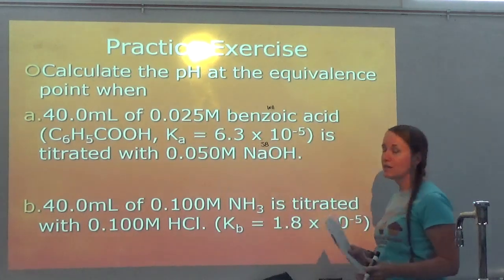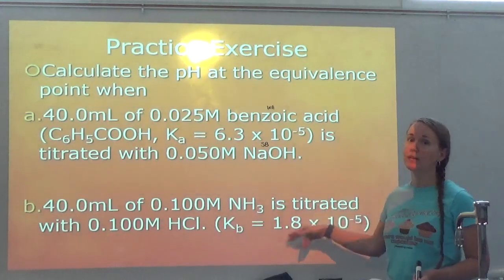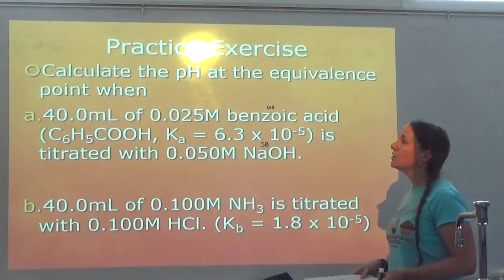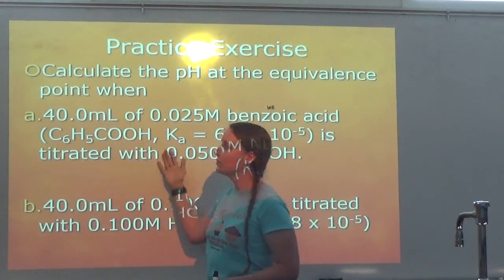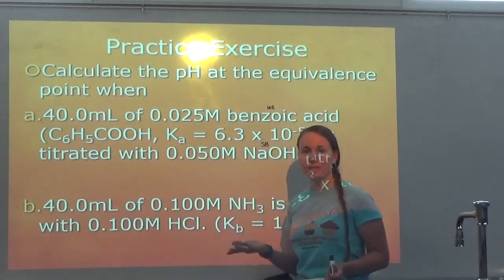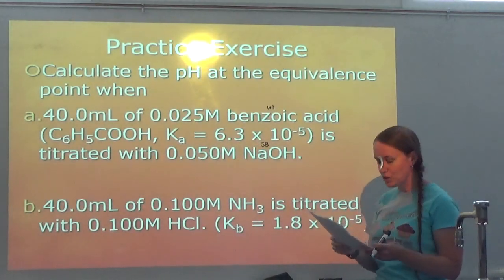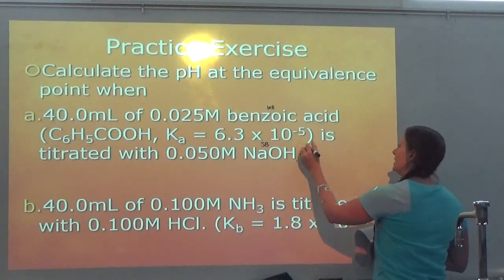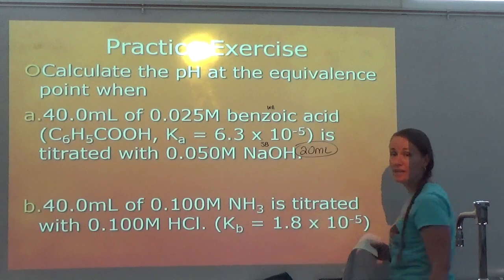All right, so yours actually has a little trick to it. So if you struggle with this one, maybe watch me do this one and then try the bottom one. Yours has a little trick to it because you're not necessarily just going to add 40 milliliters because the concentrations are no longer the same. This concentration is twice as much, so I only need half as much to get to equivalence point. So what that means is at equivalence point, I only need 20 milliliters of this NaOH.